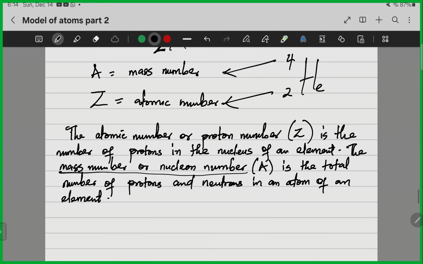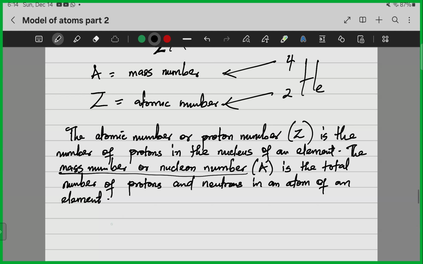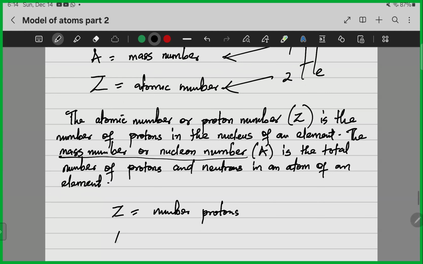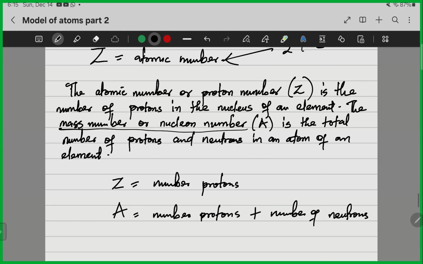So the idea is that Z is equal to the number of protons. A is the number of protons plus the number of neutrons. So that is the idea.